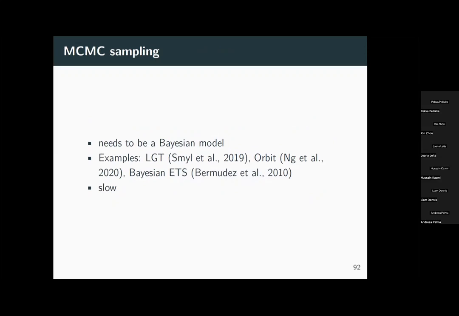MC sampling works well for certain models. We have a model called LGT, which is a Bayesian exponential smoothing version that does that. It works quite well, but is slow.